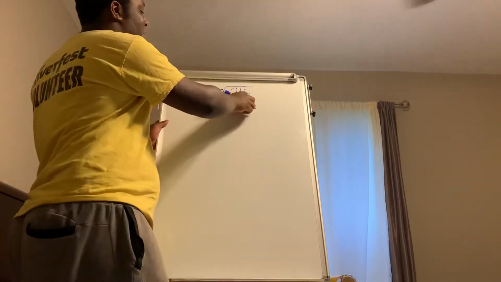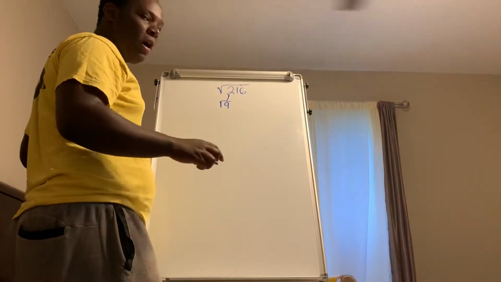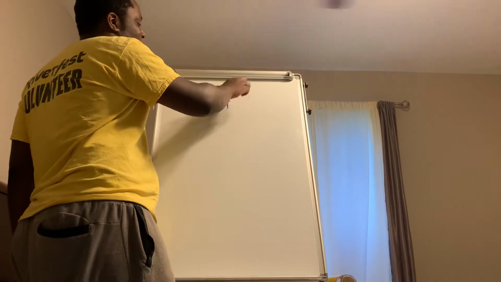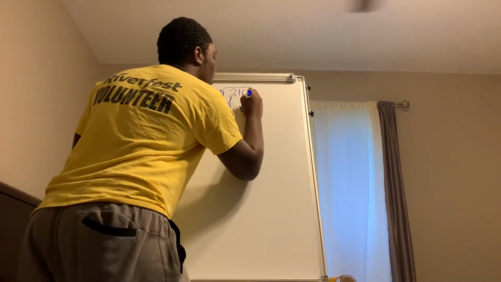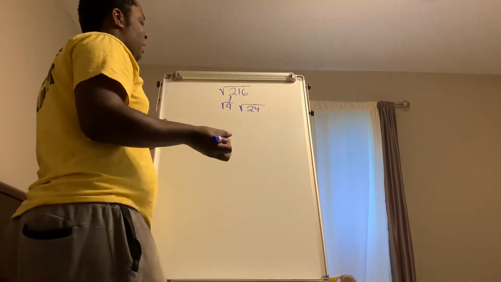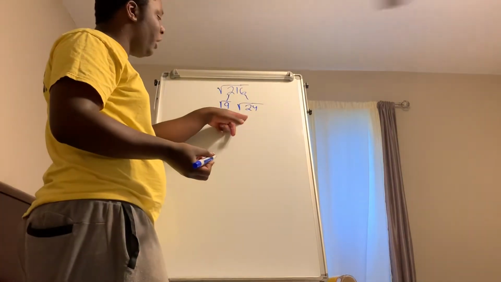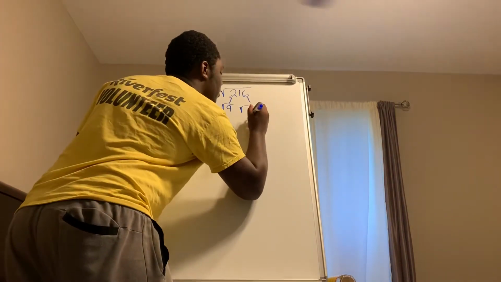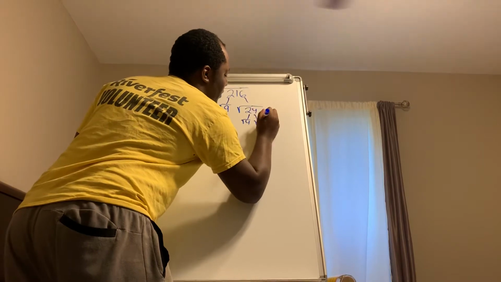Just to let you know, I did all of this before. That's why I'm going over it so quick. 216 divided by 9 is 24. So we'll have the square root of 24. And we're going to see how much further we can reduce this. We know that there's a perfect 4 in there. So we have the square root of 4 and the square root of 6.